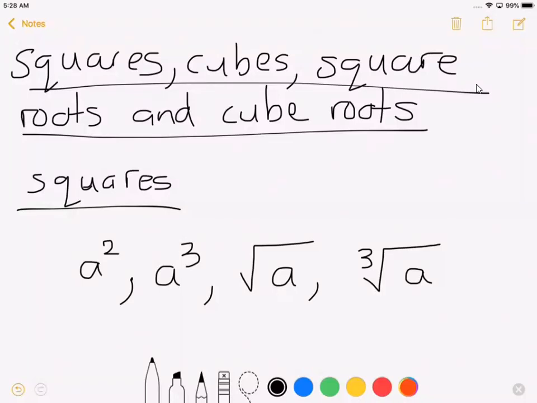Today we want to talk about squares, cubes, square roots and cube roots. Let's start with square.